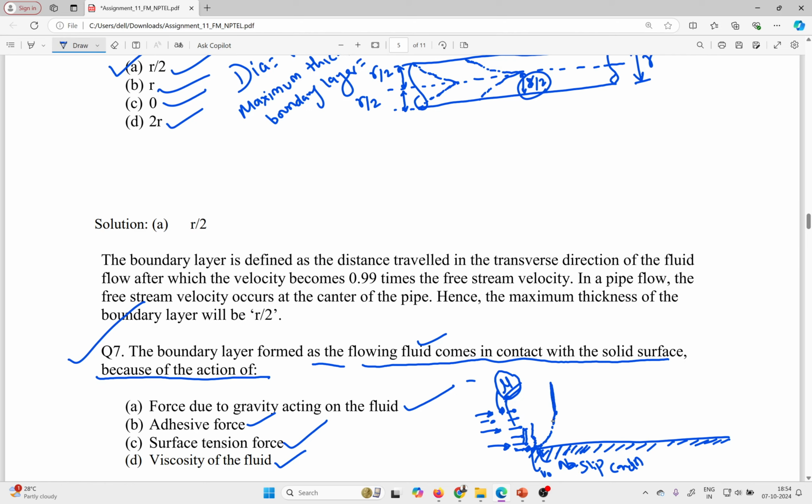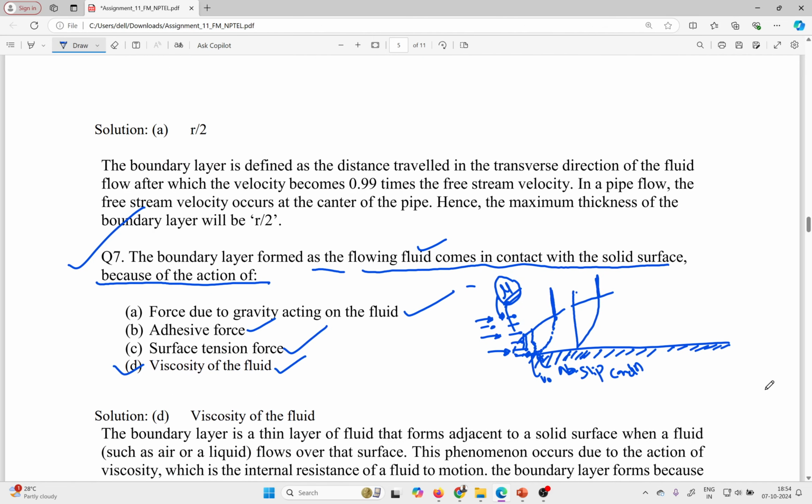There is no change. Here is also a similar way. Just please try to think about what I am telling. In a similar way it will be straight. So viscosity of the fluid is very important for the formation of the boundary layer. Remember please.